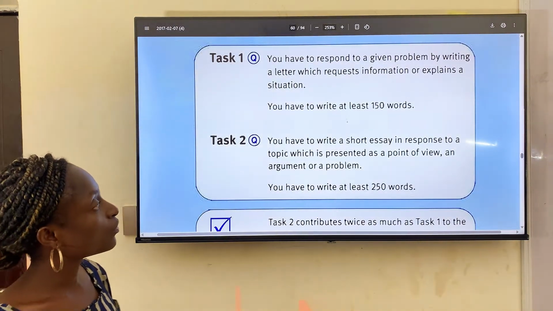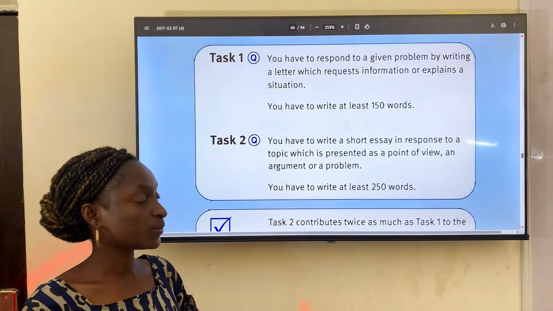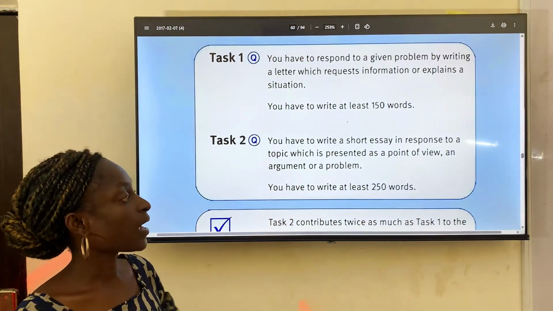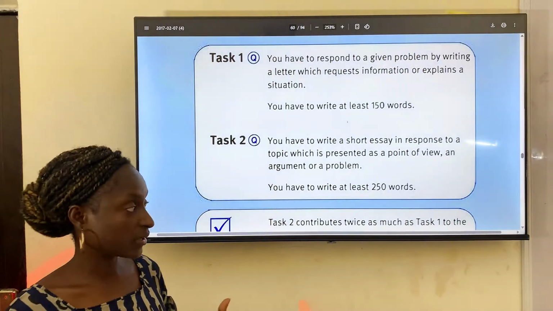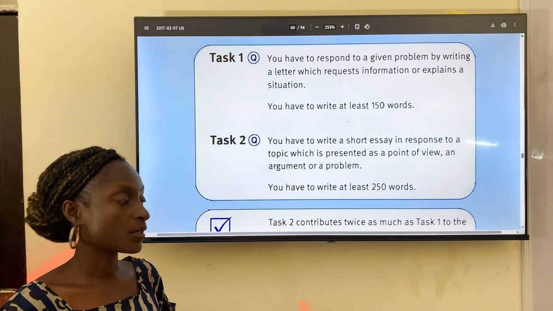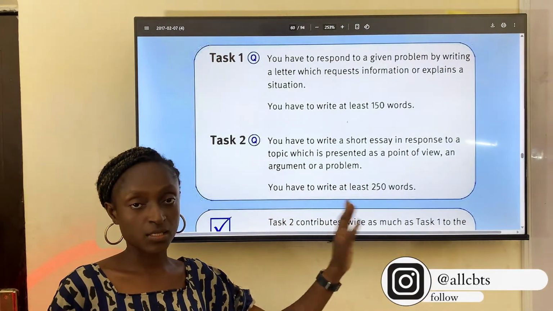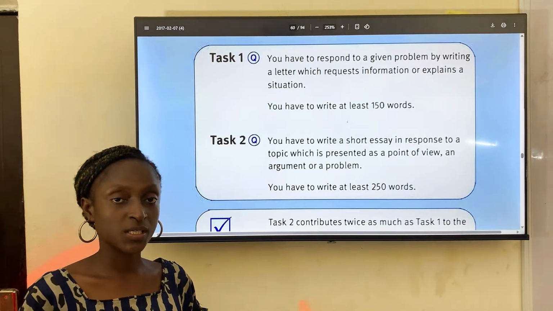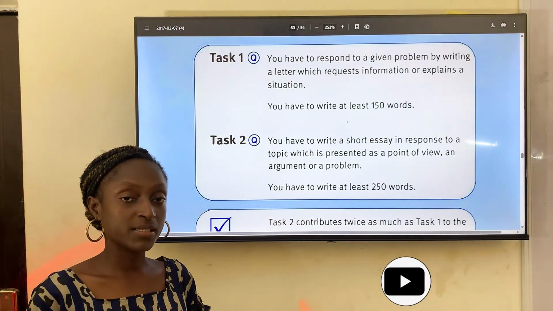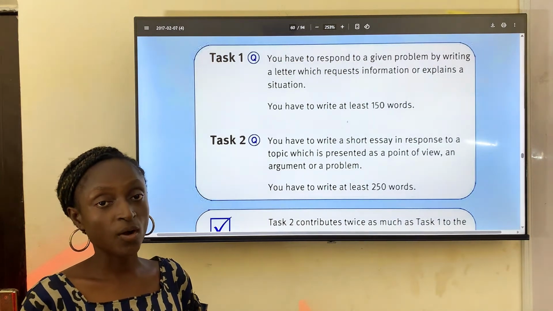Now the task 2, you have to write a short essay in response to a topic which is presented as a point of view or an argument or a problem or advantages, disadvantages. And you have to write at least 250 words. You have 40 minutes to do task 2. So 40 plus 20 gives us 1 hour for the writing test. And the writing test is the last paper of the written aspect of the IELTS test. I hope that is clear.